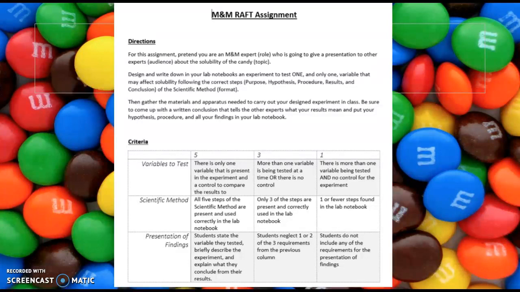What variables didn't seem to affect the solubility, what variables did affect how the M&M dissolved, and how do you think this works at the molecular level?